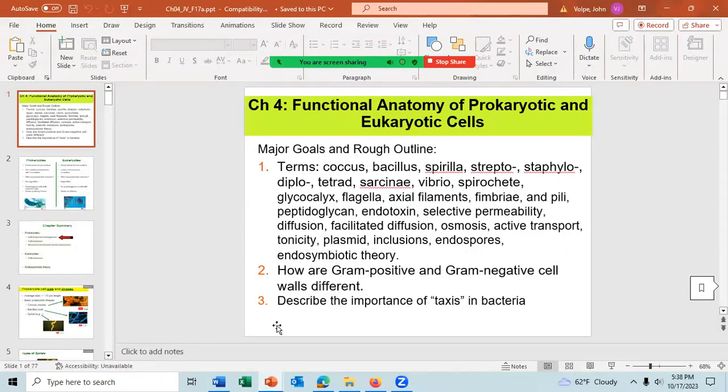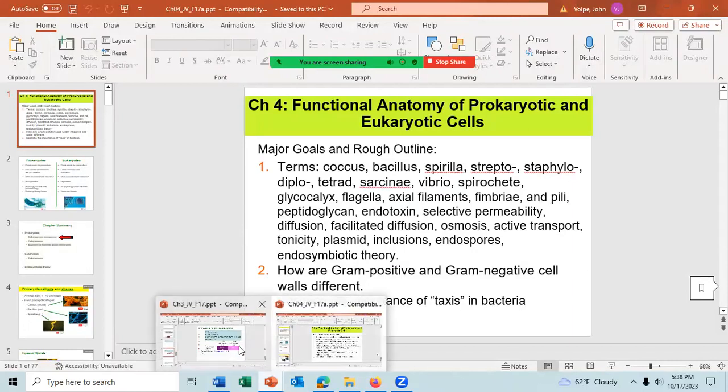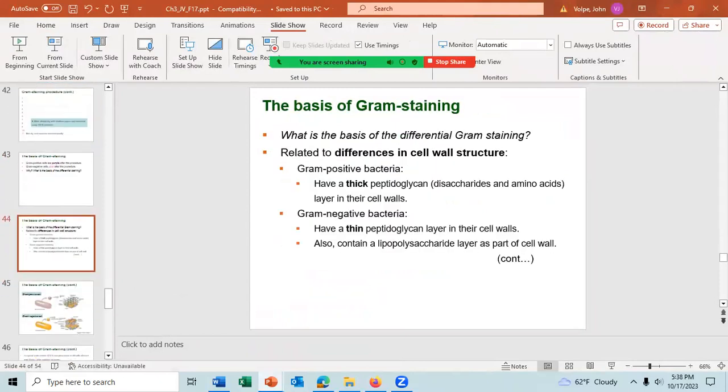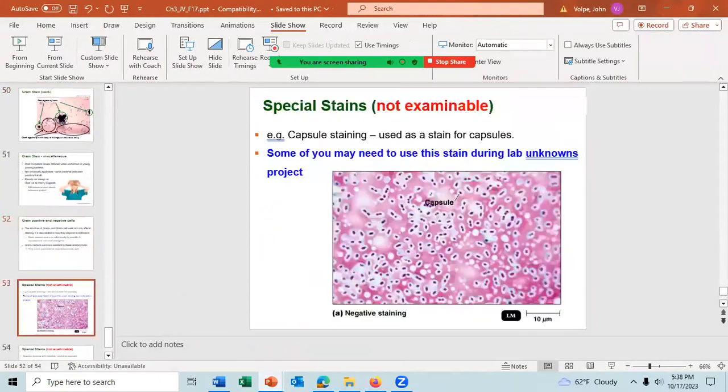Oh, wait a minute. I'm not finished with chapter 3. That's right. I got 2 more slides to talk about on chapter 3. And those are special stains. You're not going to be examined on special stains, but you may need to do a special stain for your unknown project. So I briefly want to talk about special stains. These are stains that we use for staining special properties or structures of the cell.